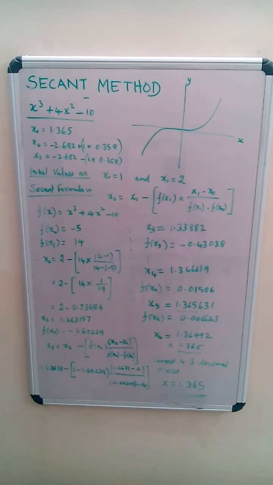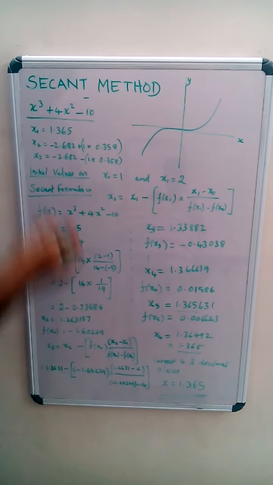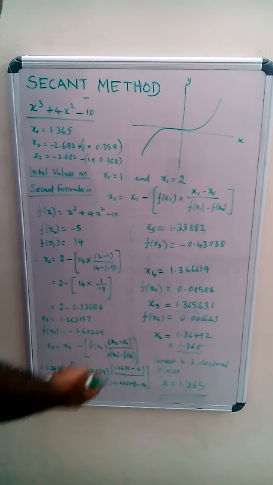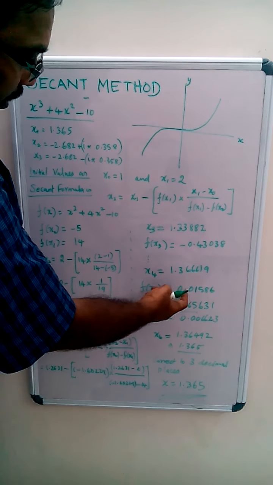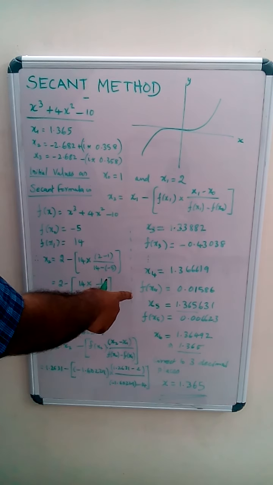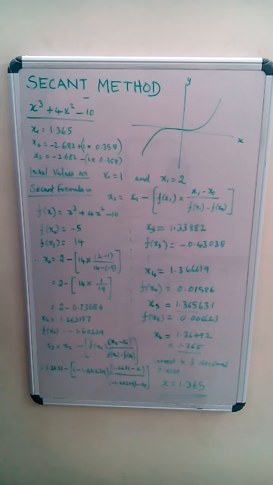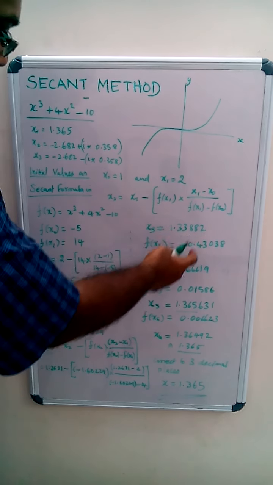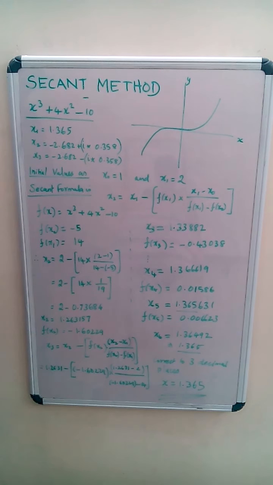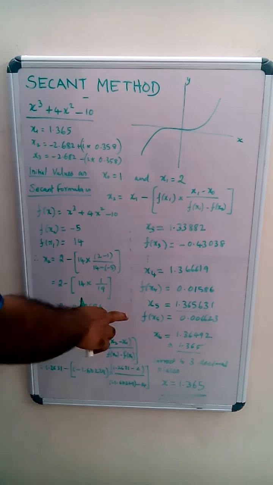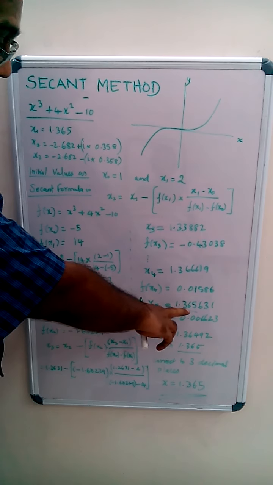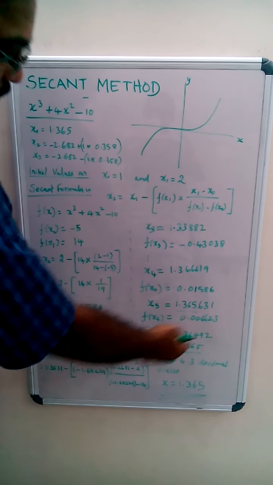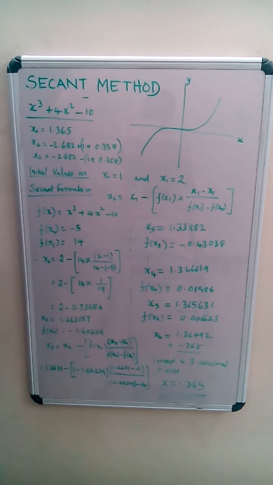If you repeat this step further to obtain x4 and other values of x, we get x4 as 1.366619 and f of x4 is equal to 0.01586. You can see the function changed its sign, and hence the root has to lie between x3 and x4, that means 1.338 and 1.366. If you repeat the process, we get x5, which is equal to 1.365631, and the corresponding function value is 0.006623, which is fast approaching 0.